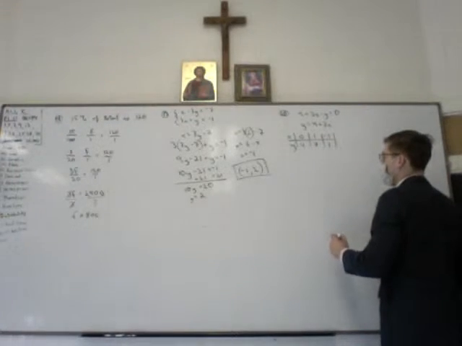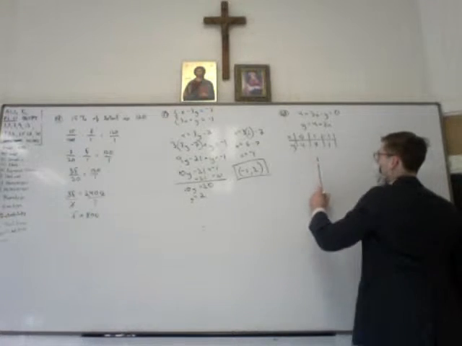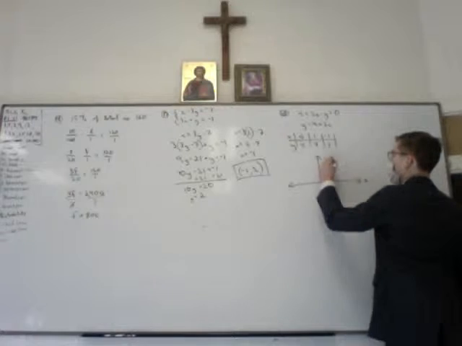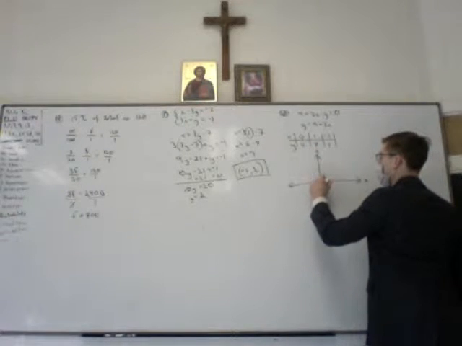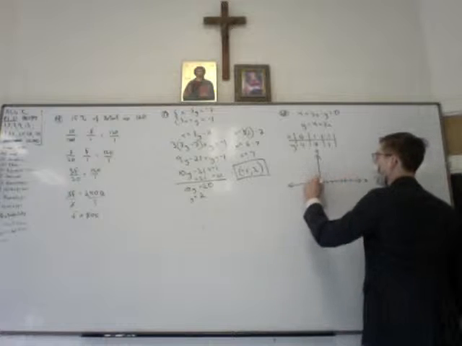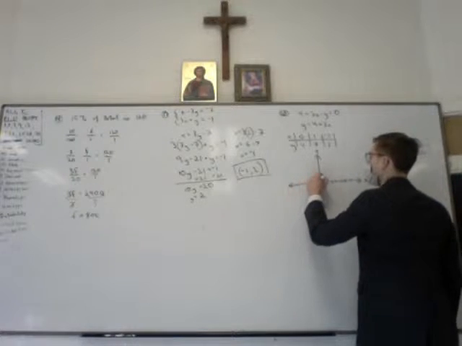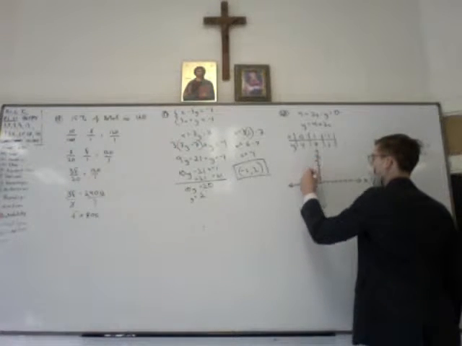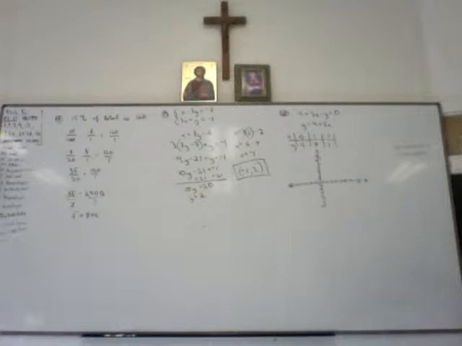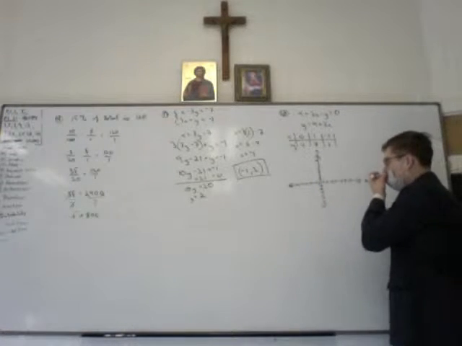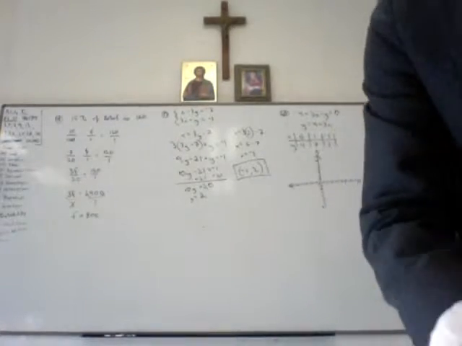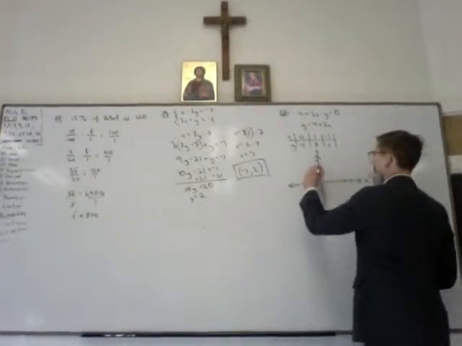Now I'm going to graph it. On my Cartesian plane, x, y, there's the origin. 1, 2, 3, 4, 5, 6, 7 in each direction. Where's my first point going to be? Up 4, because x is 0, I don't go left or right. I go up 4. 1, 2, 3, 4.